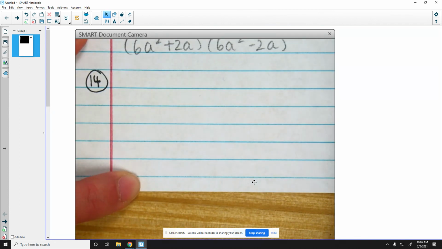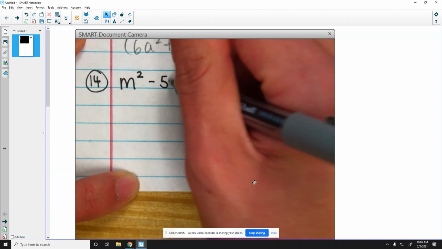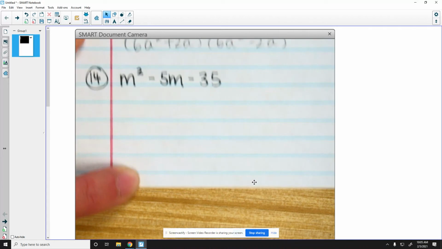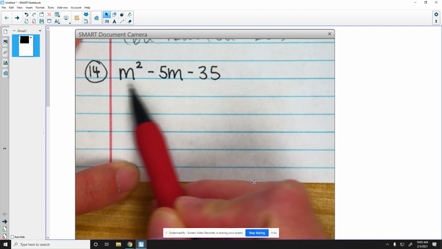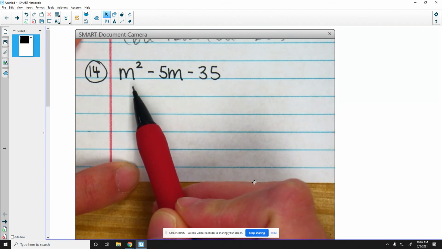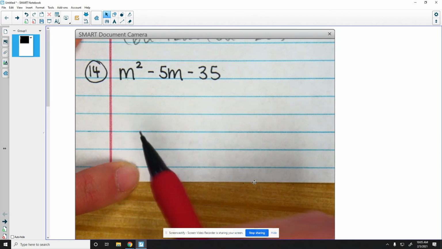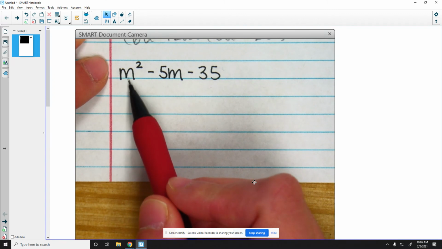All right, number 14. M squared minus 5m minus 35. So, step number 1, GCF or negative. Can I take that out? What GCF? 5 doesn't go into just an m squared. Right. Well, not that I don't need to. I can't. There is no GCF to take out. Even if I wanted to, I can't take out a GCF.